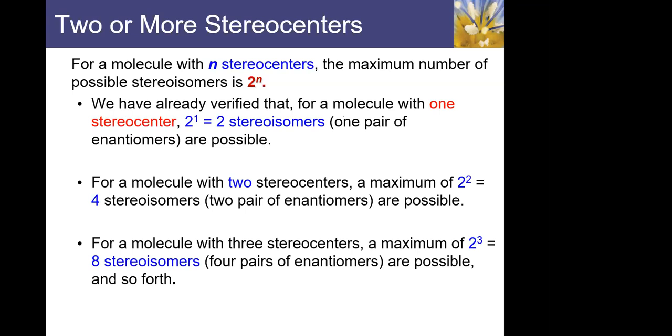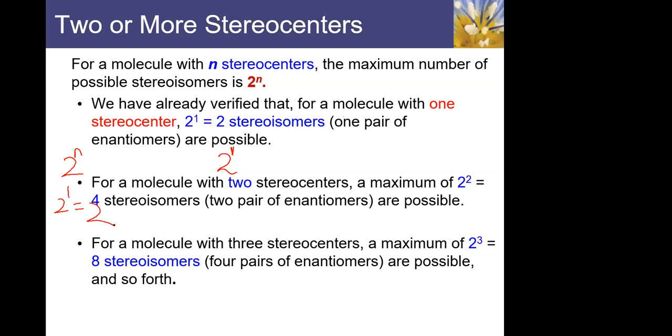What you have to remember is that if a compound has one chiral carbon, the formula is 2 raised to the power n. What is n? n is the number of chiral carbons, or number of stereo centers, in that molecule. So if I say that I have one chiral carbon, how many stereoisomers can you expect? 2 raised to the power 1, that means 2.